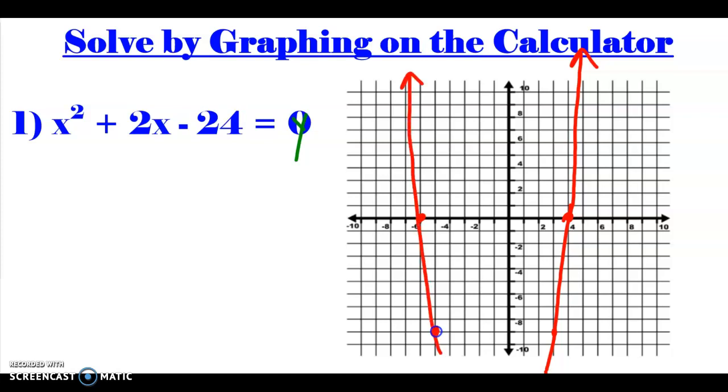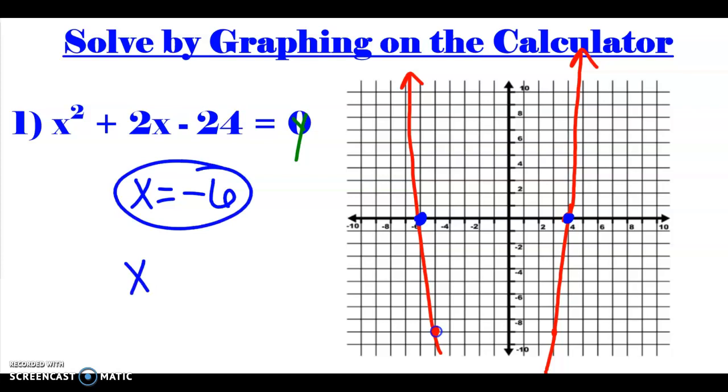So what I'm interested in are these x values where it crosses the x-axis, because that's where y is 0. So one of my answers here would be -6. My other answer is 4, because that is where it crosses the x-axis.